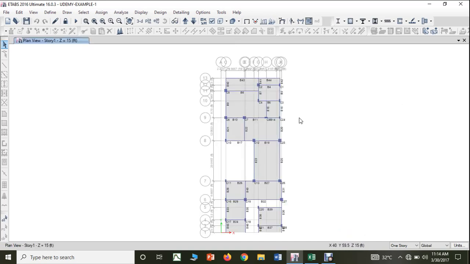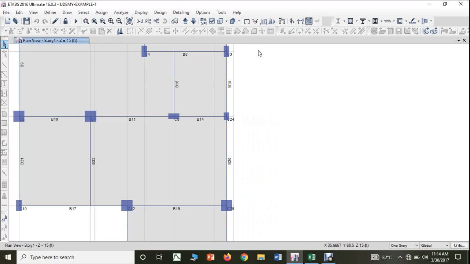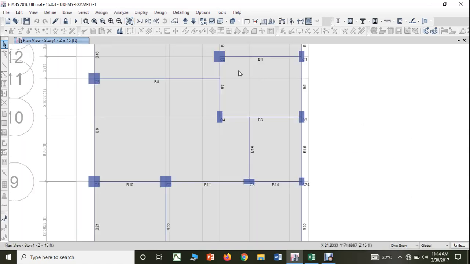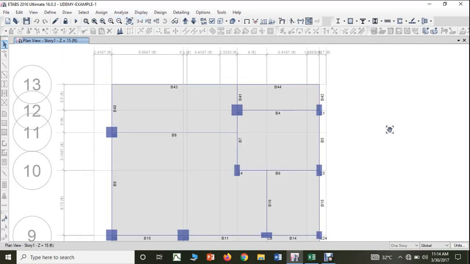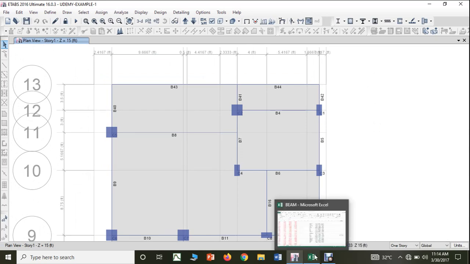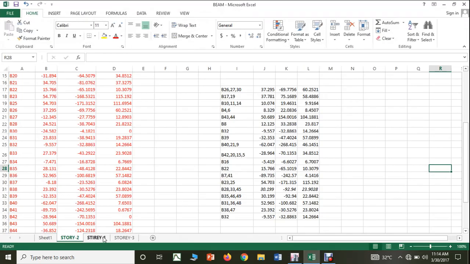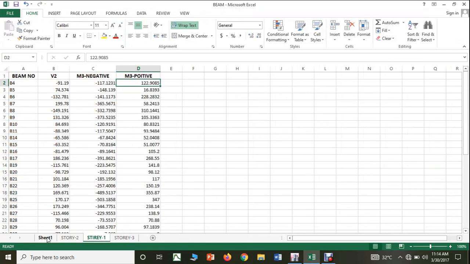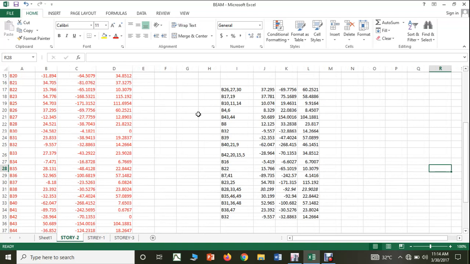According to that, let us start doing the grouping. Whatever grouping we have done for the previous story, the same grouping can be done, because the same number of beams are available here also. While doing the grouping, let us cross verify it. But for the plinth beam, let us do the grouping separately. So now I am in the first story.